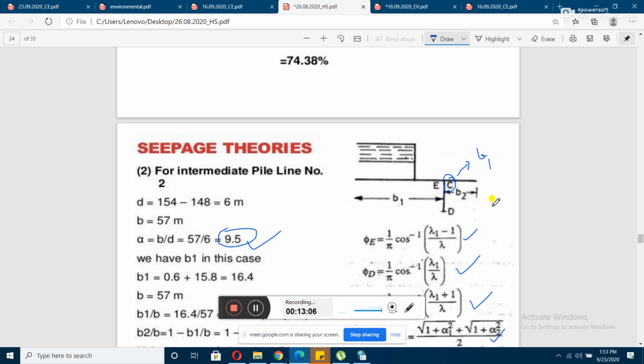For the graphical way of tackling the problem, this phi c will be dependent on your b1 value, and this phi e and phi d will be dependent on the b2 value, okay. This will just be the opposite. You see that this one is the b1 value, so your phi c will be dependent on b1 value, and your phi e and phi d will be dependent on this b2 value, okay. This is just your opposite, okay.